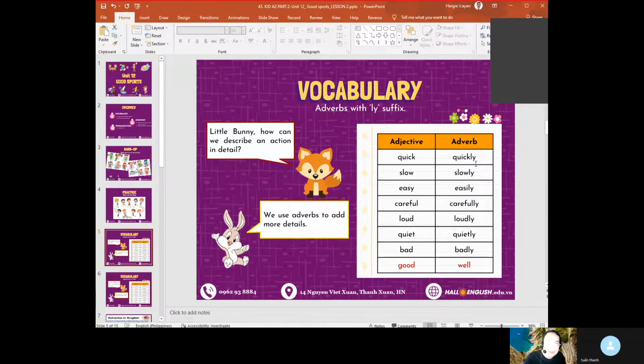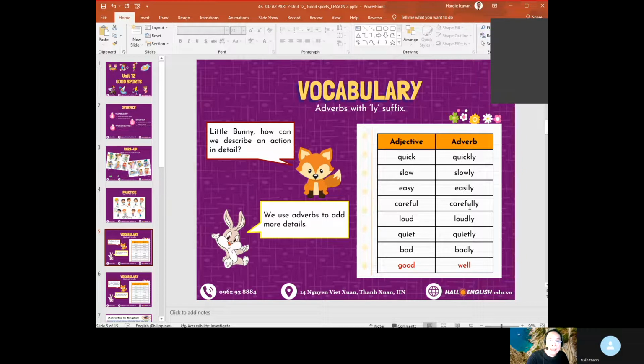Did you get it, B? Like slow. If you put the ly at the end, that becomes an adverb. But if it is slow, that is only an adjective. Got it? Okay, there's a rule. If the adjective ends in y, what we have to do is change the y into i and add ly. So easy becomes easily.